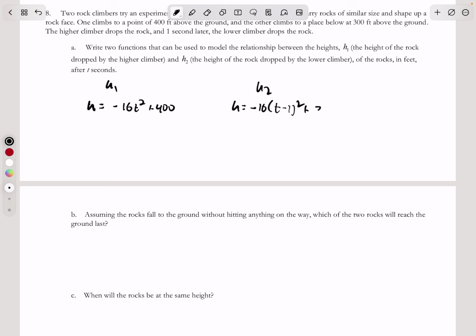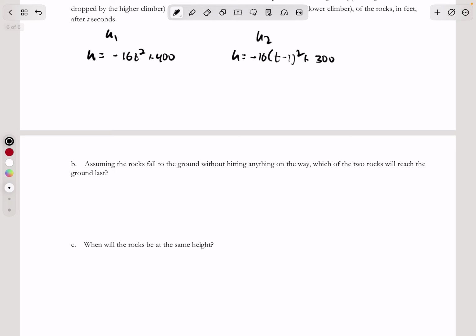And their starting point is 300. Both climbers, they're dropping their rocks from rest. They're not throwing them, so the initial velocity is 0. So there's our functions.